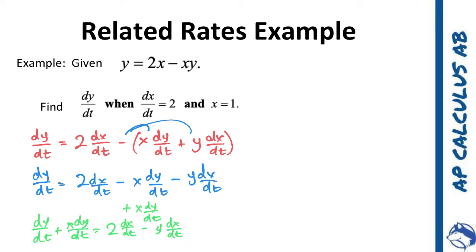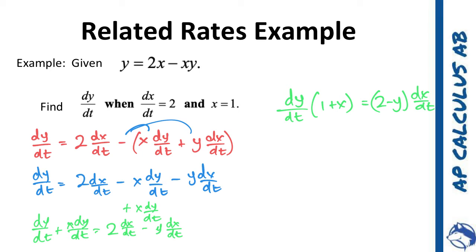And so what I like to do is I like to rewrite this and take out the pieces. So dy/dt, this is 1 plus x over here. And then on the other side I get 2 minus y, and on the outside I've got dx/dt. So I know dx/dt, and I know x, so that's important.